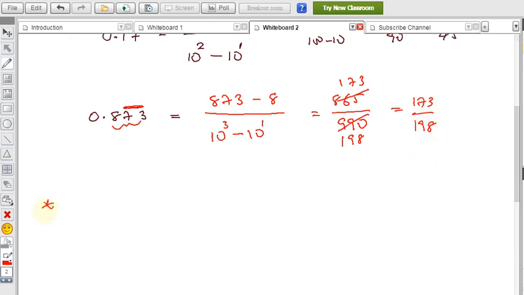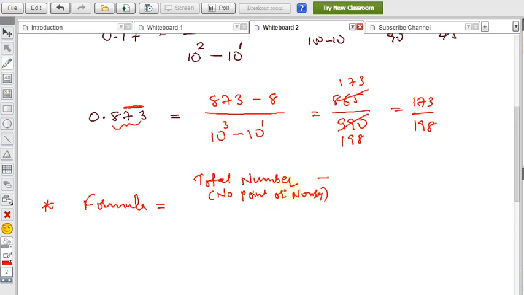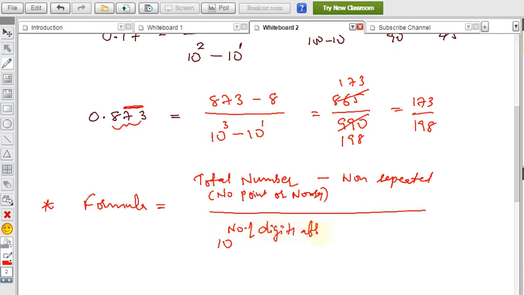So finally we can write the formula for this. First take the total number, without considering any decimal or any bar, so no point and no repetition. Minus the non-repeated number, divided by 10 to the power number of digits after the decimal, that means only after the point, minus 10 to the power the number of non-recurring digits.